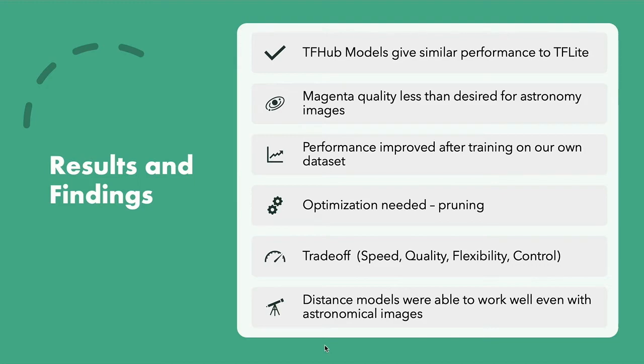We found that Magenta by itself did not create quality images for astronomy styles, but performance was improved after adding these images to our training dataset. In addition, our distance model also performed well with the astronomical images. In the future, we would like to improve front-end performance by model pruning and other optimization techniques.